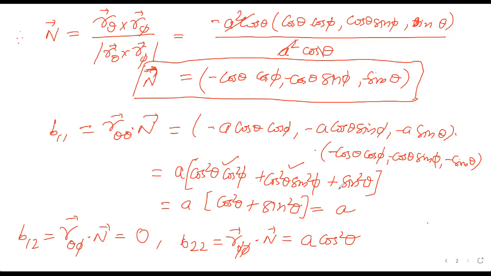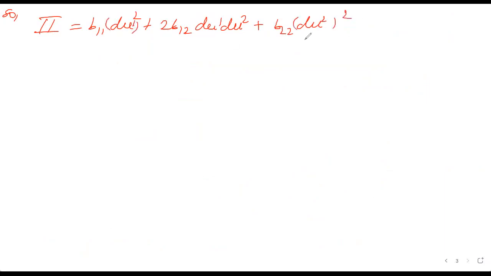So now I can find my second fundamental form. What is the second fundamental form? Your second fundamental form is B11 du1 square plus twice B12 du1 du2 plus B22 du2 square. Here u1 is theta, u2 is phi, so you can write it as du1 square, du2 square, or d theta, d phi.